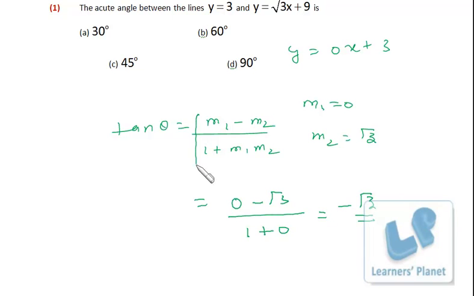We just have to take the modulus. So the modulus will be equal to root 3, since we have to find the acute angle. Tan theta is equal to root 3 when theta is equal to 60 degrees. Precisely, tan 60 degrees is root 3. So the acute angle will be 60 degrees.